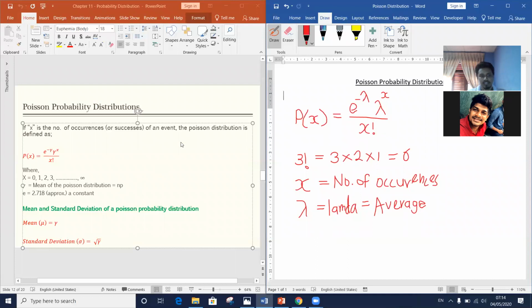Okay. So here, what can you say about the mean and the variance? Mean and the variance in a Poisson probability distribution.